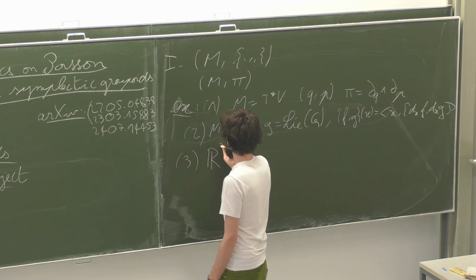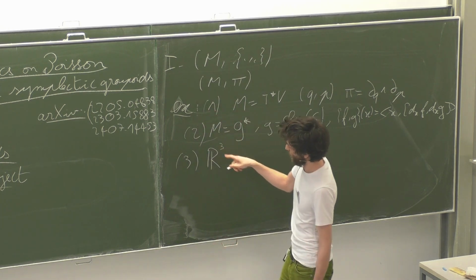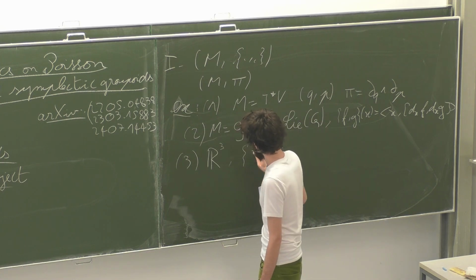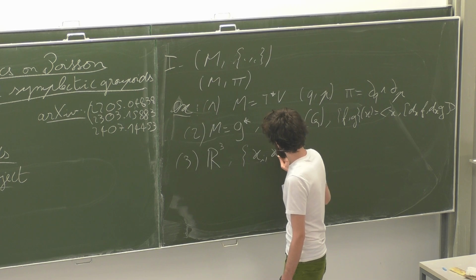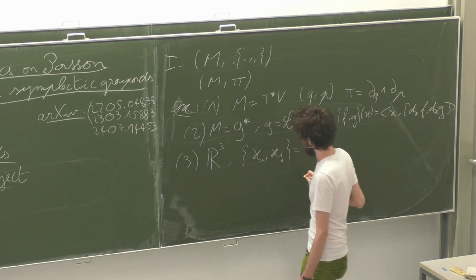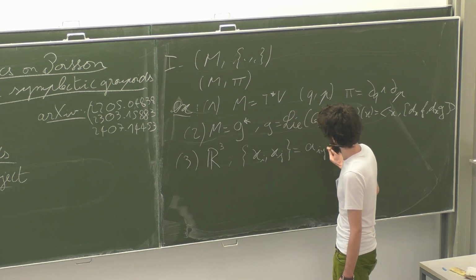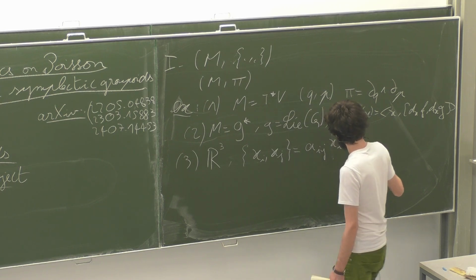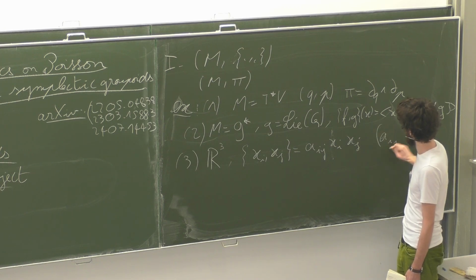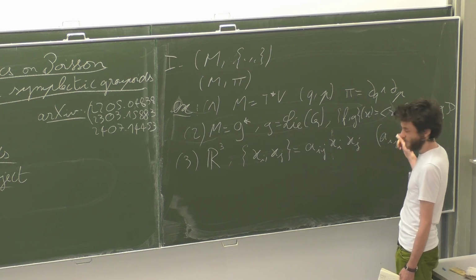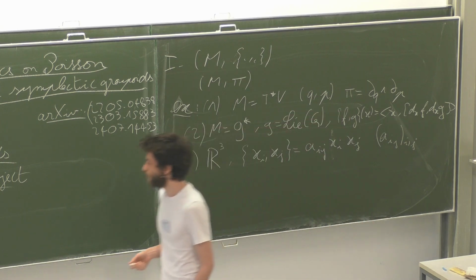So let me put it in dimension 3 maybe, but you can replace 3 by n, and then with x coordinates on R^3. This is also a Poisson bracket, if A_ij is any antisymmetric matrix.